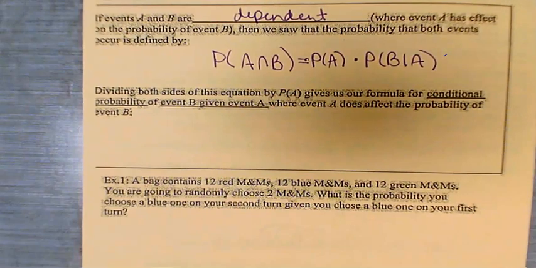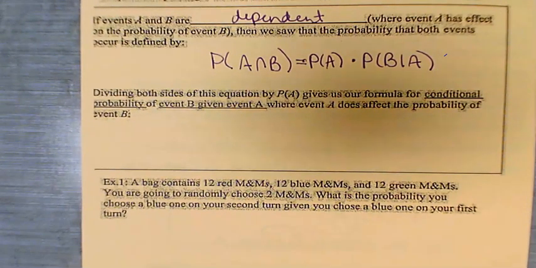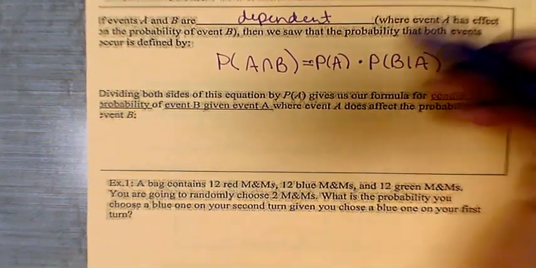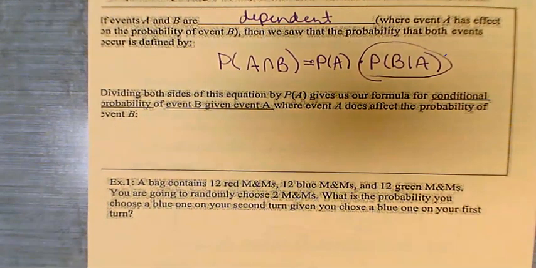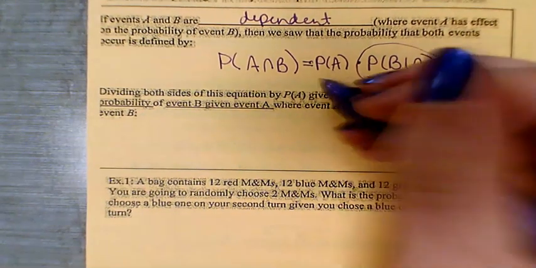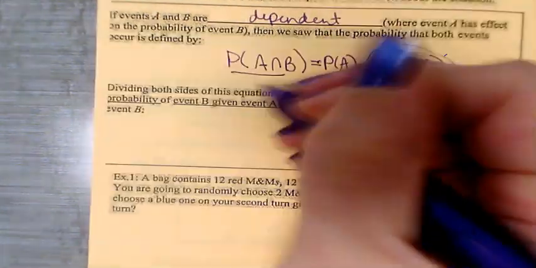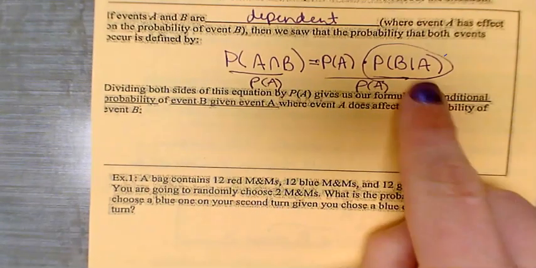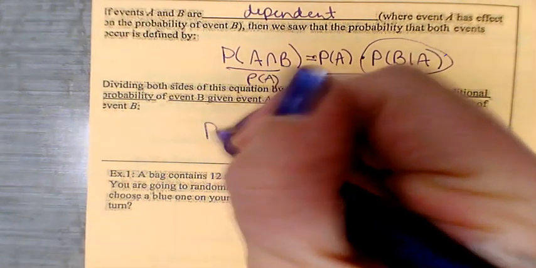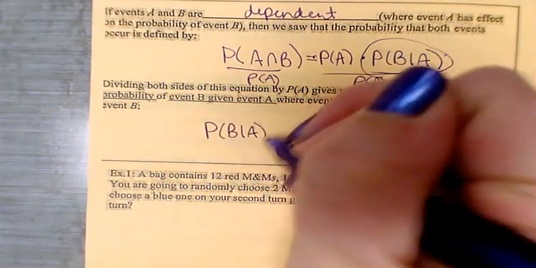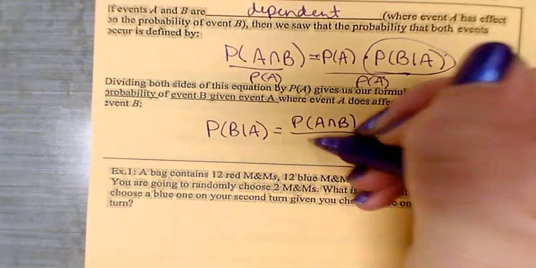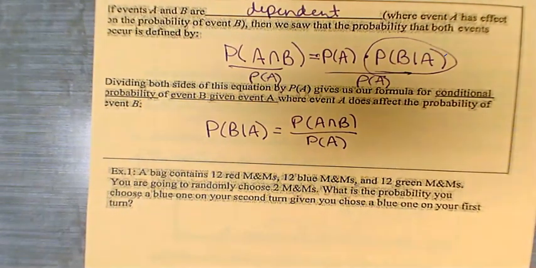Knowing that, we have this formula here, and our goal is to try to find a formula for this. So we have something equals something times something. And if I want to solve for this, then I'm going to get rid of this times the probability of A. I'm going to divide by the probability of A. And now all of a sudden I have a formula for that conditional probability. So dividing both sides by the probability of A gives us that the probability of B given A equals the probability of the intersection, so both of the things happening, over the probability of the given event happening.